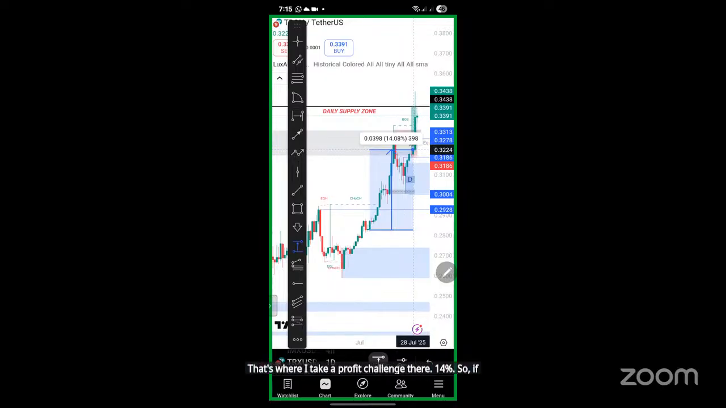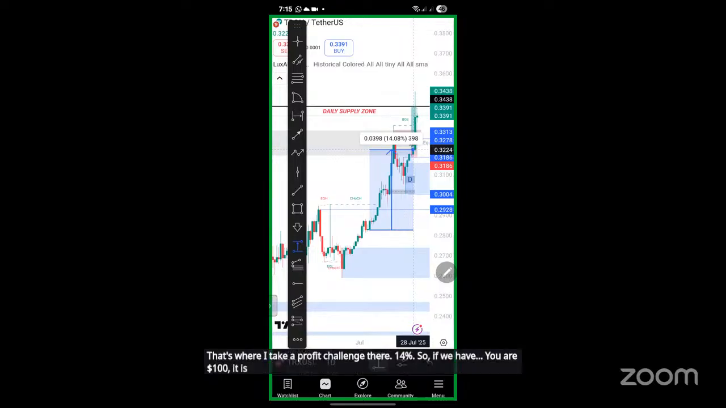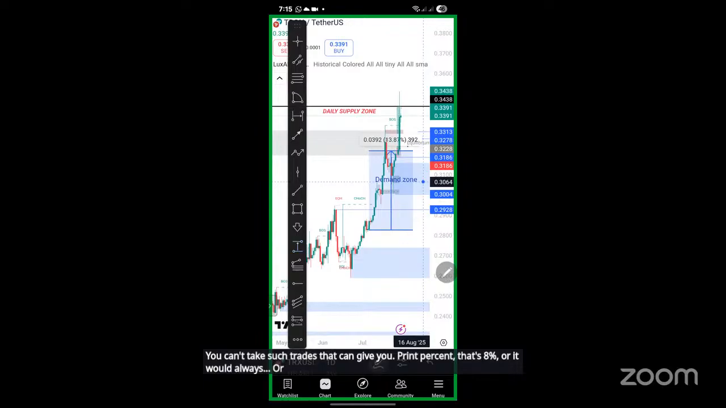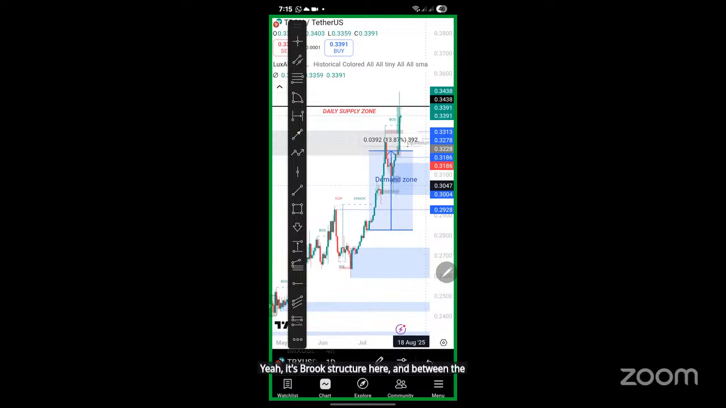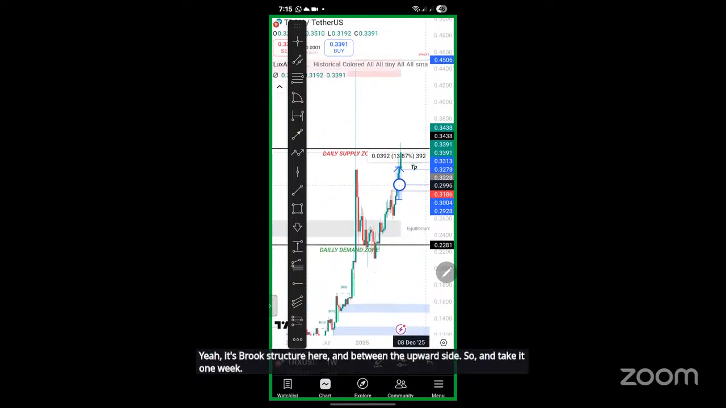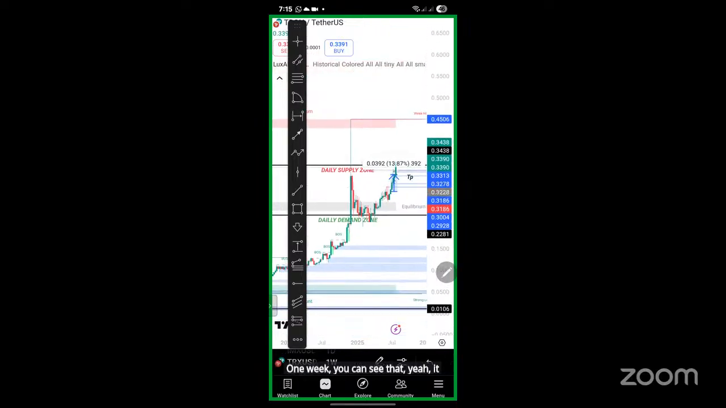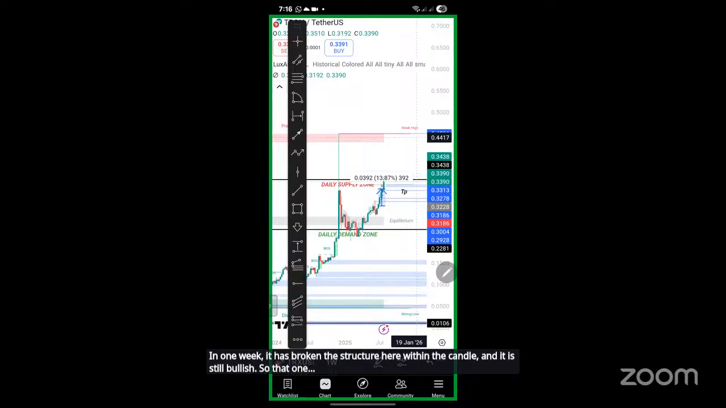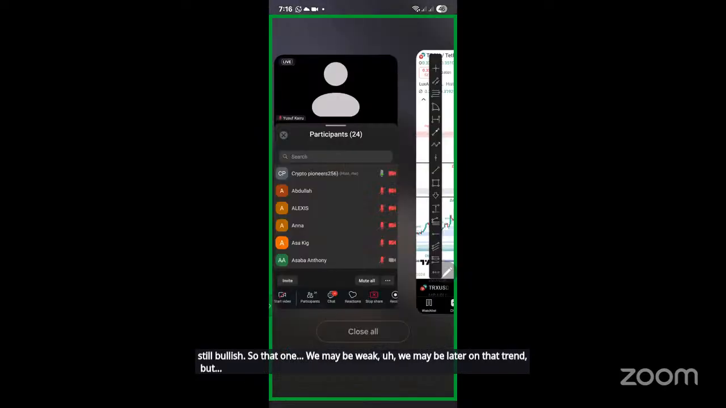So if you have your $100, it is safe in the spot wallet. You can take such trades that can give you 15%, 20%, 38%. We always call them swings. You can see that this one broke structure here and continued the upward side. So you take it to 1 week. In 1 week, you can see that it has broken structure here within the candle, and it is still bullish. So that one, you may be late on the trend, but it was quite good.